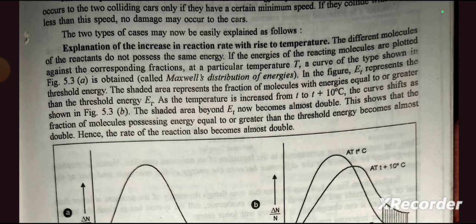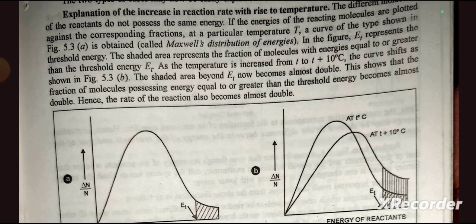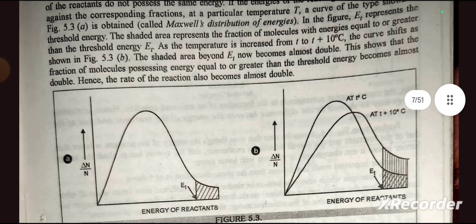Explanation of the increase in reaction rates with increase of temperature. The different molecules of the reactants do not possess the same energy. If the energies of the reacting molecules are plotted against the corresponding fractions at a particular temperature T, a curve of the type shown in figure 5.3 is obtained, called the Maxwell distribution of energies. In the figure, ET represents the threshold energy. The shaded area represents the fraction of molecules with energies equal to or greater than the threshold energy ET.